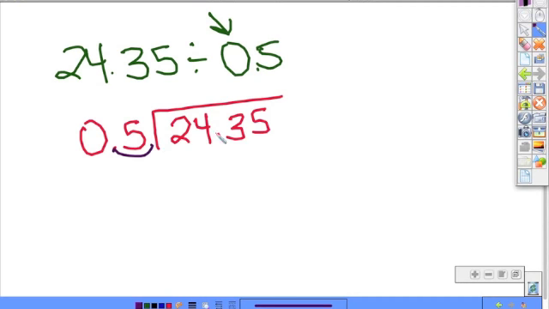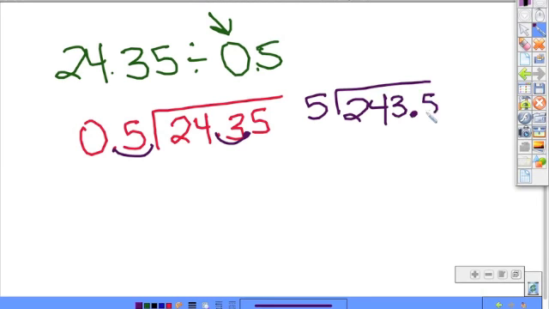What you do to the outside, you do to the inside. So now I'm going to rewrite this so it looks prettier. So now my decimal falls right there. 5 can't go into 2. 5 goes into 24 4 times. That gives me 20. Or 24, I should say. That brings down a 4. This brings down a 3.